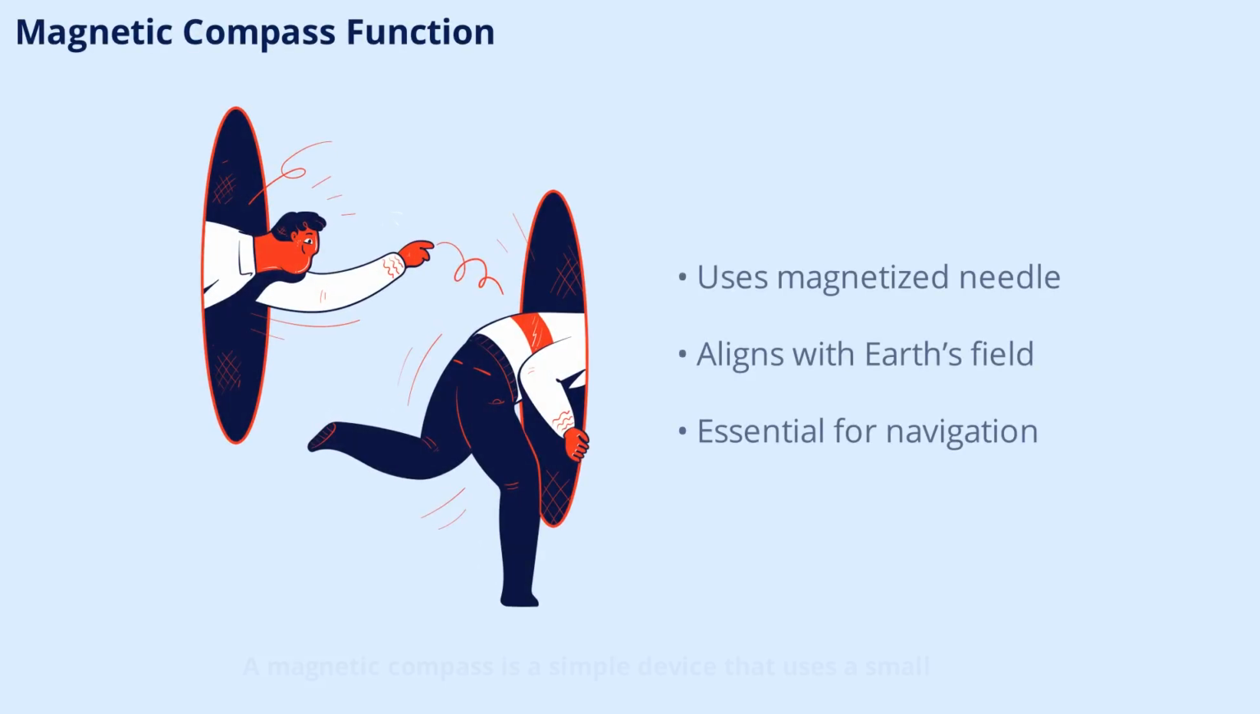A magnetic compass is a simple device that uses a small, freely rotating magnetized needle to indicate direction. The needle aligns itself with Earth's magnetic field, pointing toward the magnetic north. Compasses have been used for centuries in navigation, helping travelers and explorers find their way. The principle behind the compass is the interaction between the needle and the planet's magnetic field.